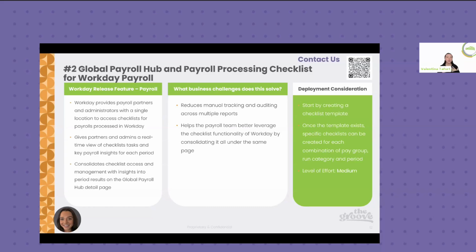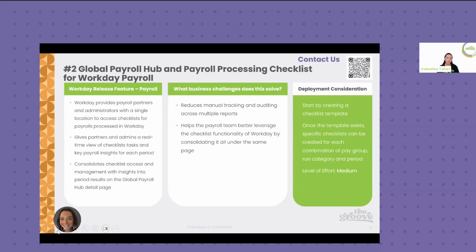It gives you other information such as gross to net pays, as well as compliance updates in the payroll field. And so this is really letting the payrolls that are being processed in Workday leverage the global payroll hub, which wasn't the case as much in the past. What business challenges does this solve? It reduces manual tracking and it helps you audit things not across multiple reports now, but in one focalized place.